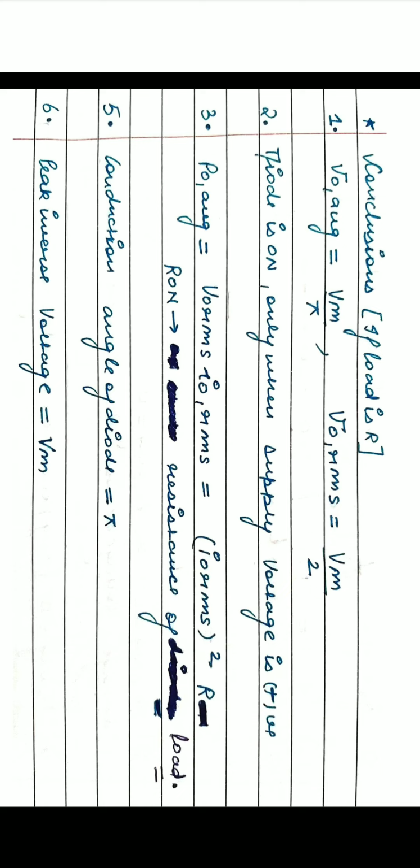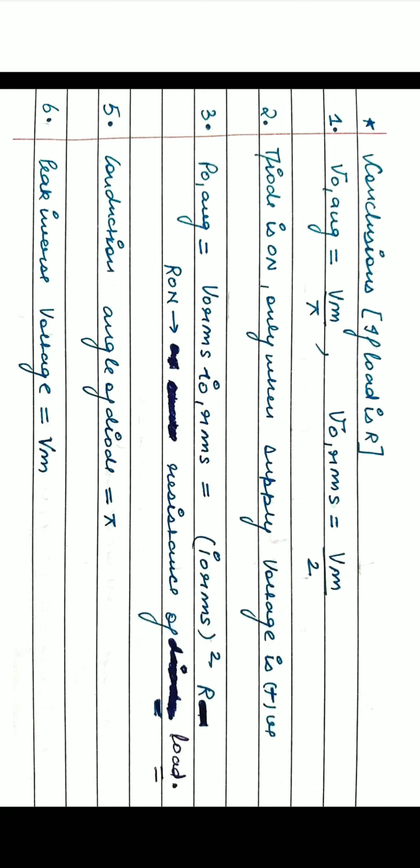If the examiner has given the supply voltage as 10 sine omega t and asks you to find the average voltage, we can find it as 10 divided by pi. RMS voltage is 10 divided by 2, because Vm is the peak voltage of the sinusoidal input supply. The diode is on only when the supply voltage is positive. That is very clear to us.